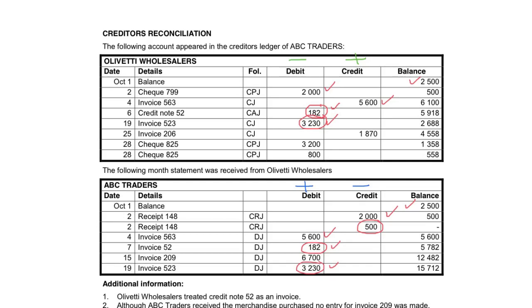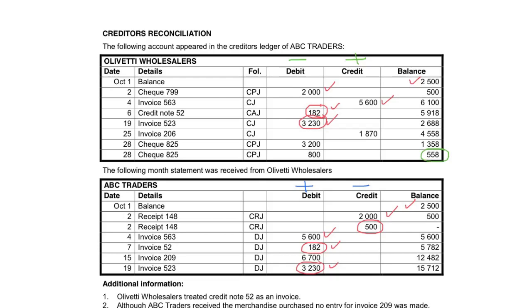And then if we look at the rest of the account, there are 3 additional entries in the creditors ledger that are not recorded in the statement. So we will have to determine where these mistakes were made. Then they give me additional information so that I can determine where all the mistakes were made. But before we start with the additional information, we must start our creditors ledger with the balance that we ended with here. The creditors ledger has a balance of 558.